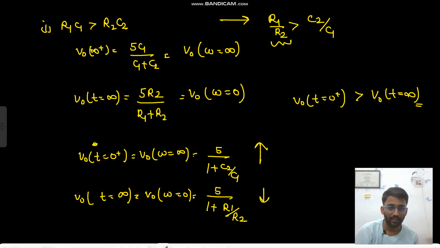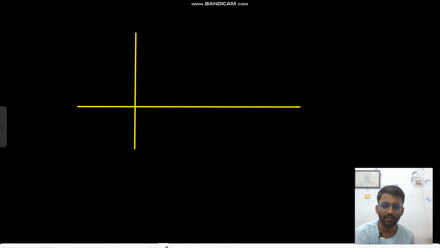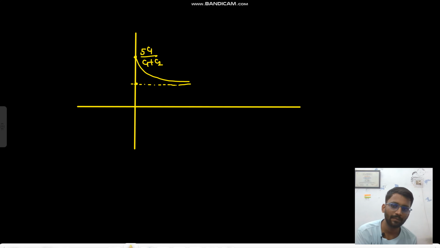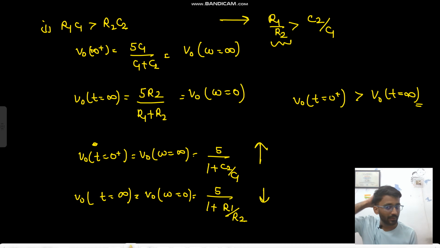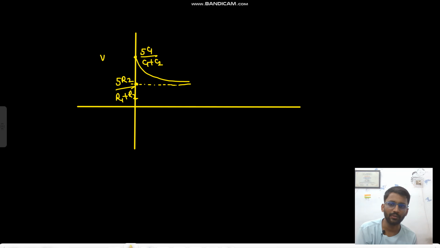So at t equals 0 we are having more value. So 5 C1 upon C1 plus C2 will go to 5 R2 upon R1 plus R2. Later on, at t equals infinity, we are having the lesser value, so it is going down. So this is the graph, the time domain graph. Now we will see the frequency response.